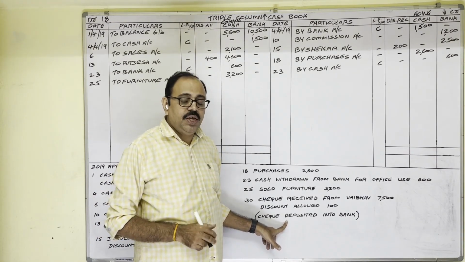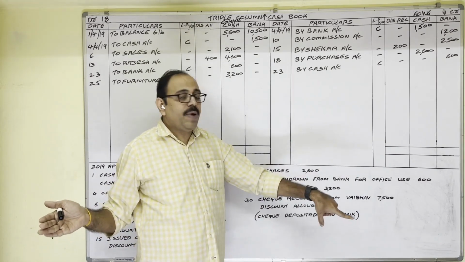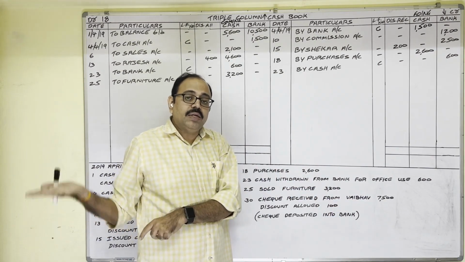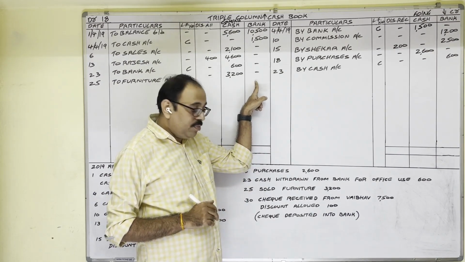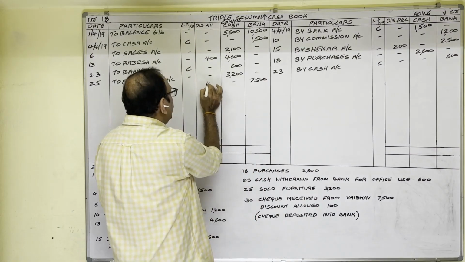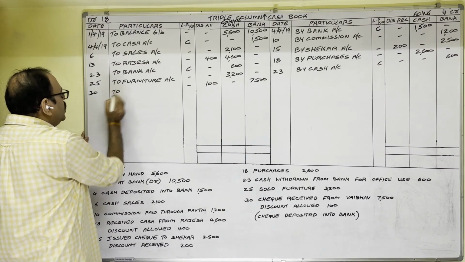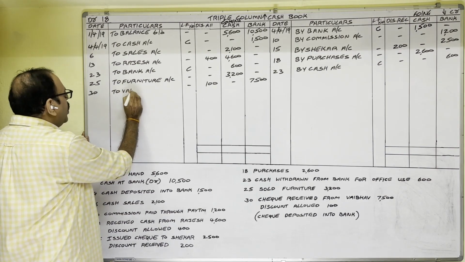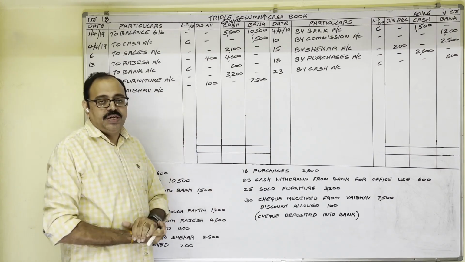Then our assumption is that on the same day our bank collected the money from Vaibhav's bank and it was deposited in our bank account. So bank balance is increased. Bank balance increase means the debit side, bank column now. Amount is 7,500 rupees. Discount allowed 100 rupees. 30th date. From whom we received this check? Vaibhav. So write down that, to Vaibhav account. With this, all transactions posting is completed.